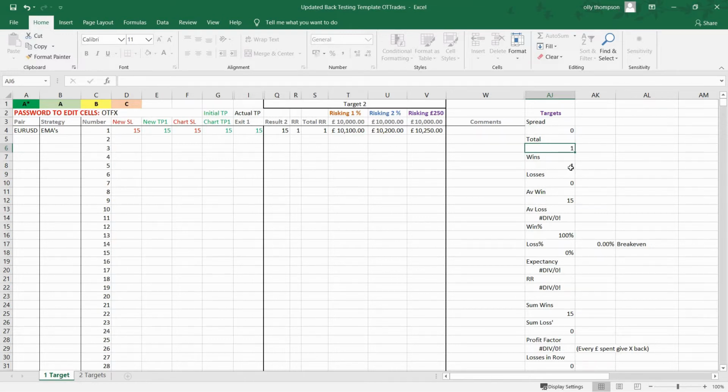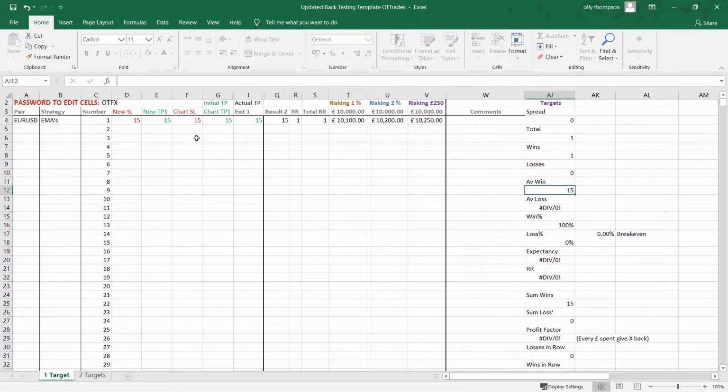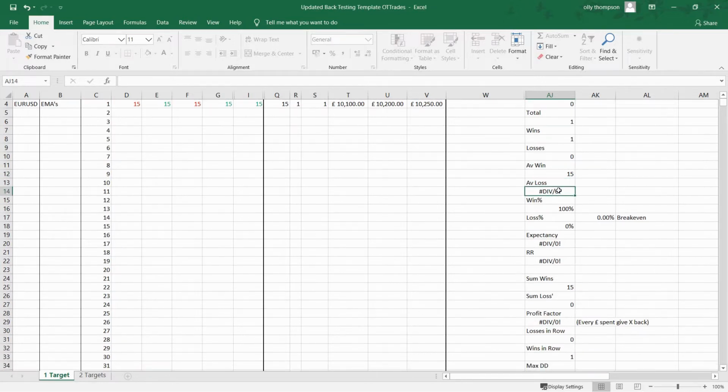Here we've got all of the important stuff. So total number of trades, total number of winners, total number of losers, average win, which obviously at this point is going to be 15 pips because we're risking 15 to make 15. Average loss, at the moment we don't have any losses, so that doesn't matter. Win rate, at the moment obviously we've only had one trade, 100% win rate. Expectancy, again we'll run through that when we get something in.